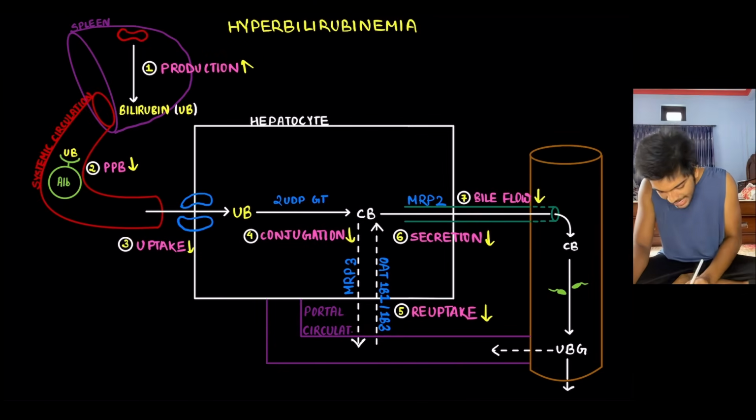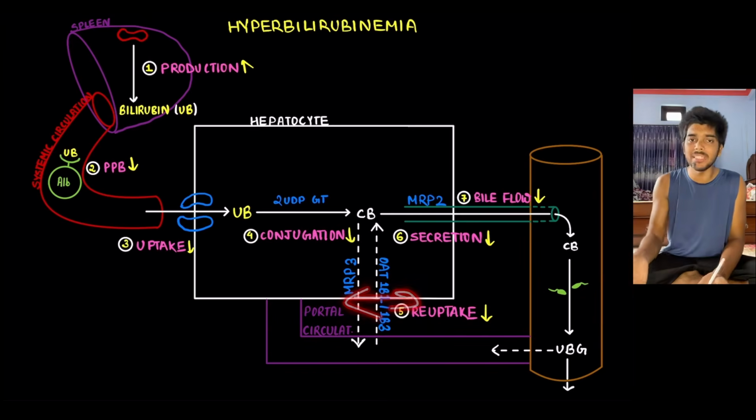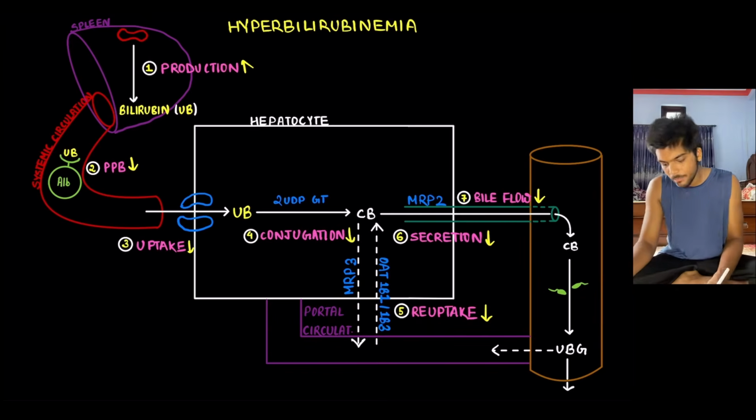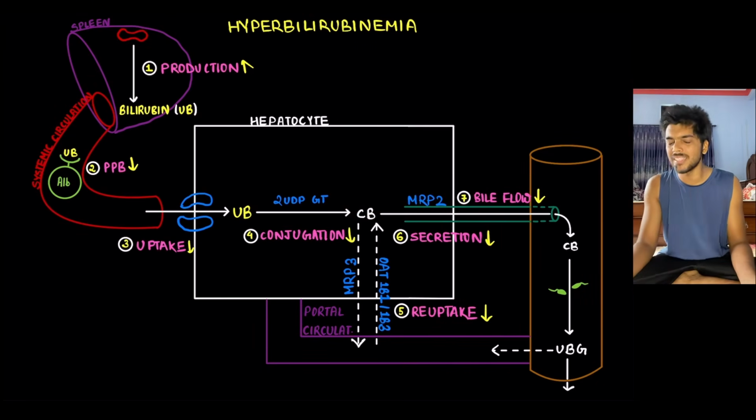So first was decrease in reuptake. For that, if mutation takes place in OAT1B1, 1B3, there is decrease in reuptake. That is, these proteins are no longer functional, so reuptake does not take place, and that is seen in Rotor syndrome. Second was decrease in secretion. So decrease in secretion takes place when the protein responsible for secretion is mutated. There is mutation in multi-drug resistant protein 2, which is seen in Dubin-Johnson syndrome.